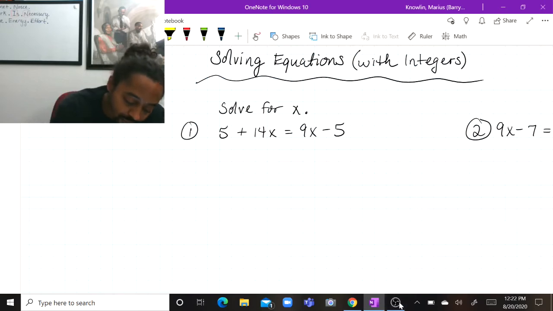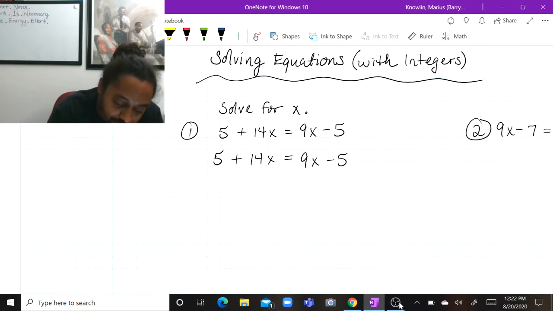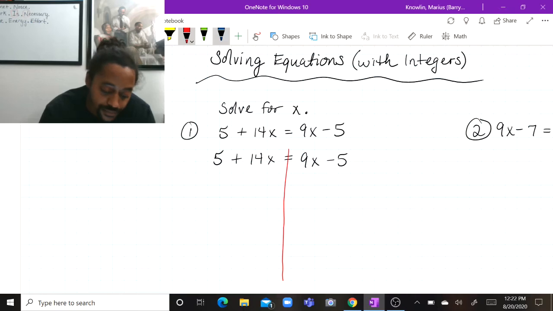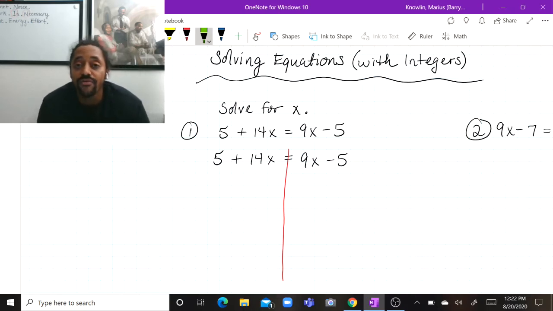So first thing I'm going to do right now is rewrite this, because I never want to start working from the actual equation that we have written. We want to rewrite it. And now I'm going to divide it in half because I have two sides, the left side and the right side. Now I can go ahead and I always want to start with my variables first.